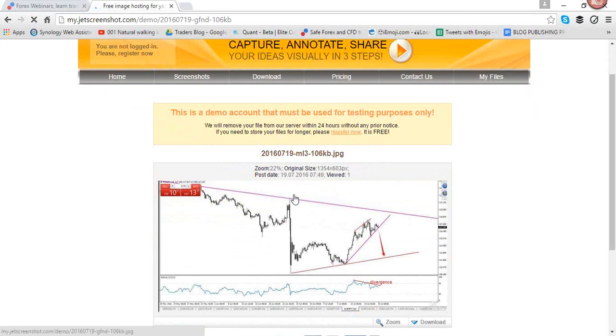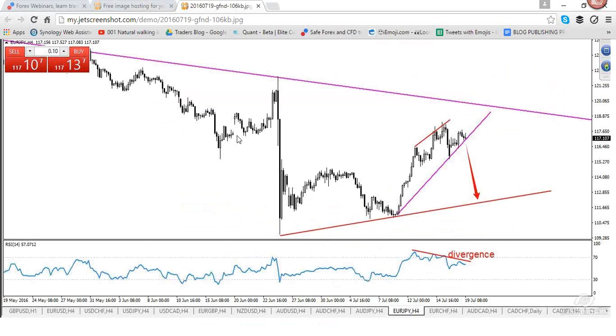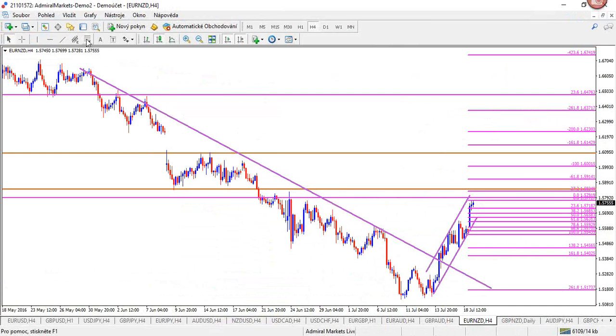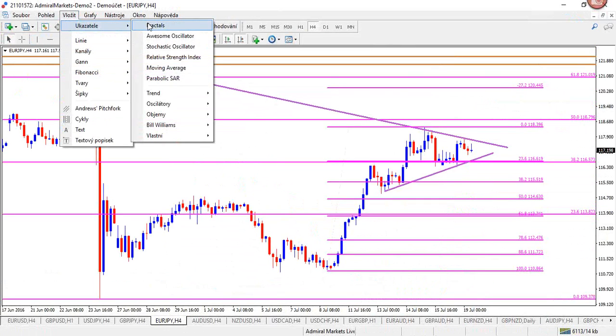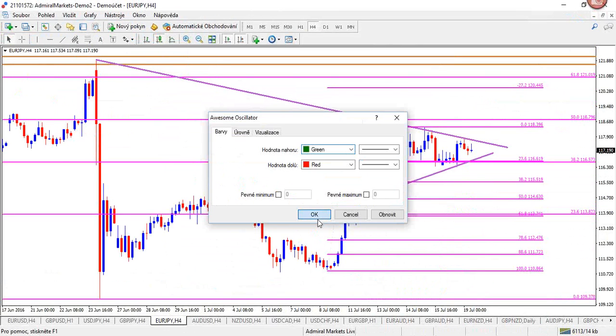FX Praise has one more screenshot. Great job on that. Let's see. It's the Euro Yen 4-hour chart, and looking for more downside because of the divergence. Yeah, interesting analysis regarding divergence on the RSI. Let's take a look at my oscillator, actually. I was using blank charts today. Let's see how the awesome oscillator looks.